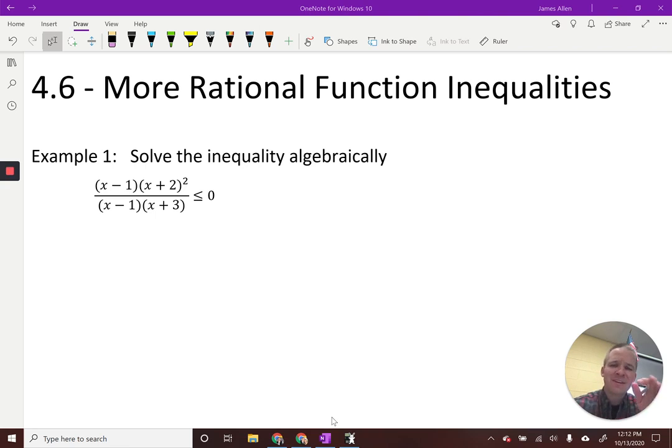You know what time it is. It's time for some more. Ooh, I should have done two O's for Mr. Moore. Should do some more rational function inequalities. I'm excited about it. I hope you're excited about it.